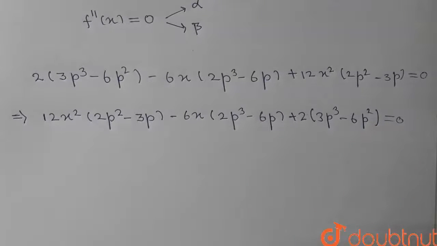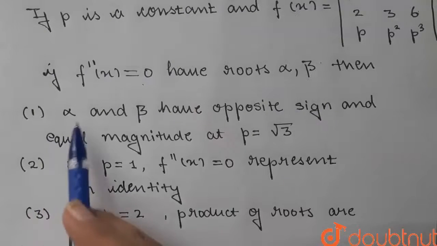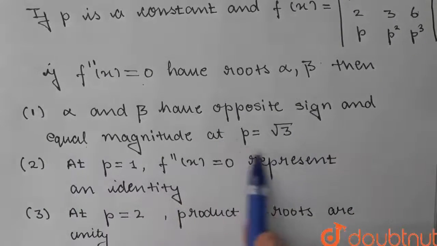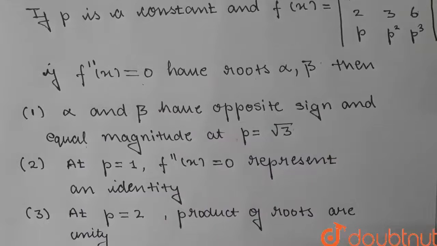Now let us see the first option. The first option is alpha and beta have opposite sign and equal magnitude at p is equal to root 3. Okay, so let us check for this.